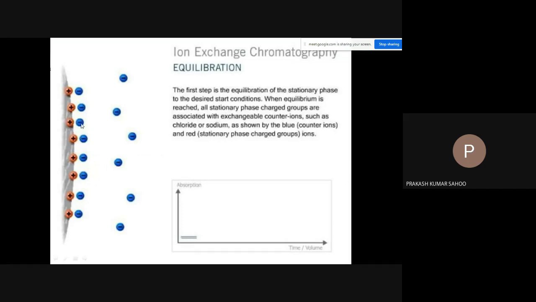Now this is equilibration, where the number of positive ions gets equilibrium with the same number of anions, that is negative ions. The first step is the equilibration of the stationary phase to the desired start condition. When equilibrium is reached, the number of cations and anions both become the same. All stationary phase charged groups are associated with exchangeable counter ions such as chloride or sodium, as shown by the blue counter ion and red stationary phase charge groups. So this is your stationary phase charged ions, that is static phase, and this is the mobile phase, that is minus ion. So these minus ions will be the counter ions.